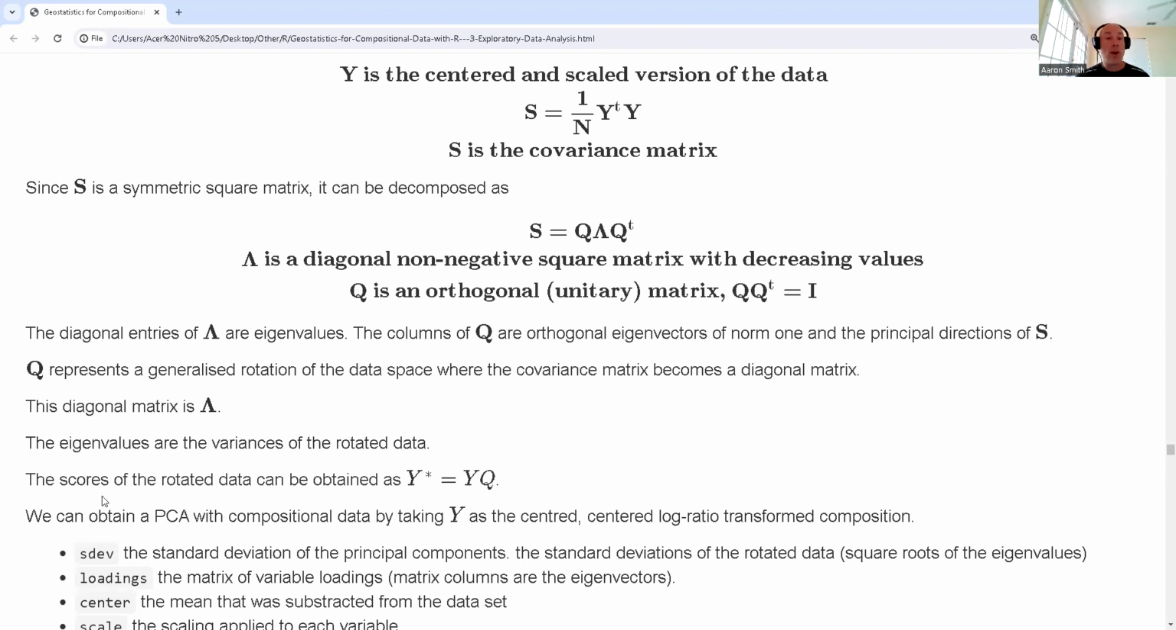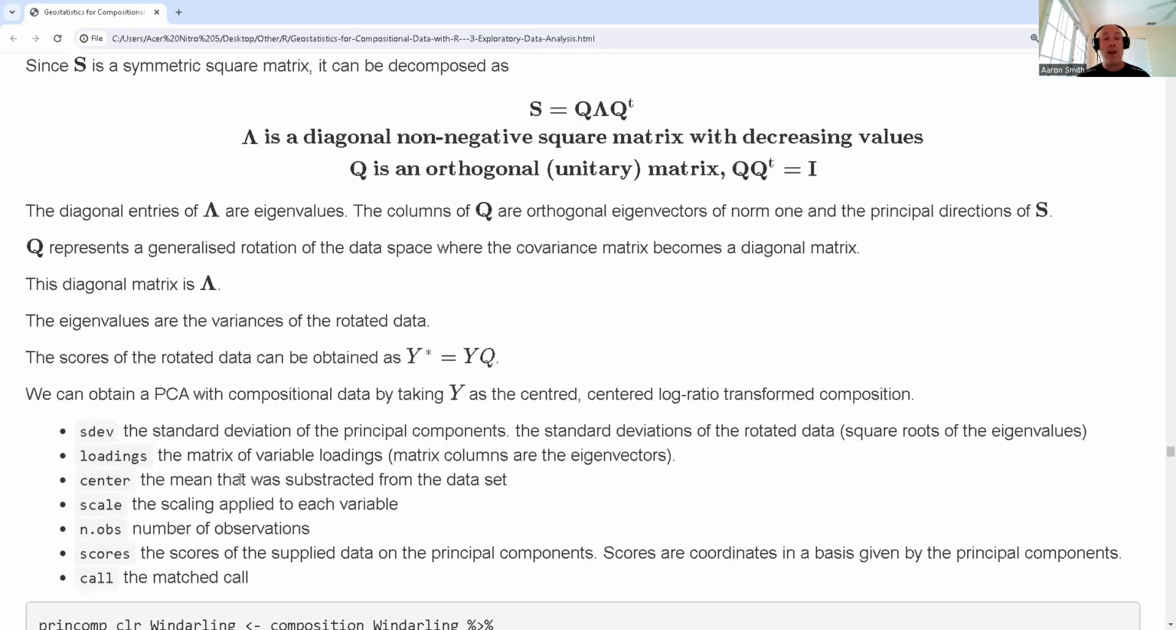The scores of the rotated data can be obtained by multiplying our original data matrix, or rescaled data, by Q on the right. All right, so we can obtain the principal component analysis from composition data, just like I can from any old data, by taking Y as centered and doing a centered log ratio transform of the composition.